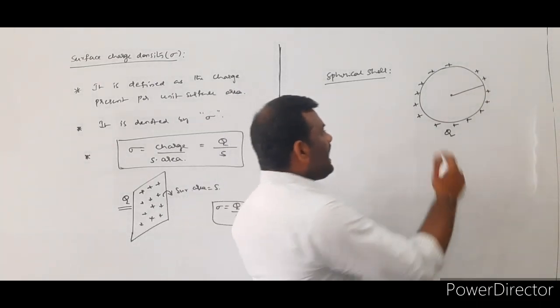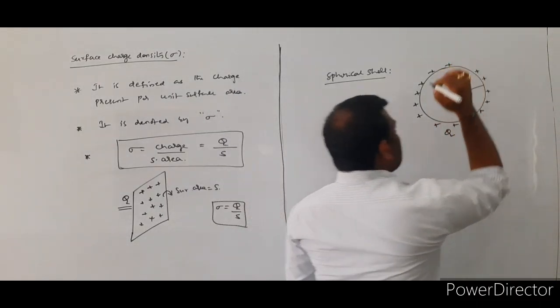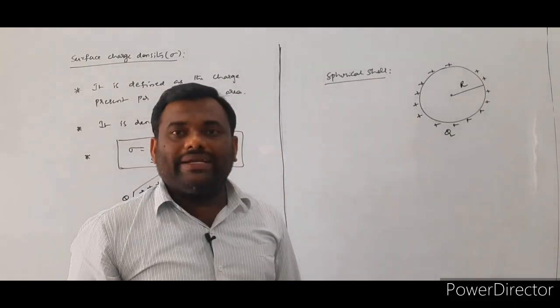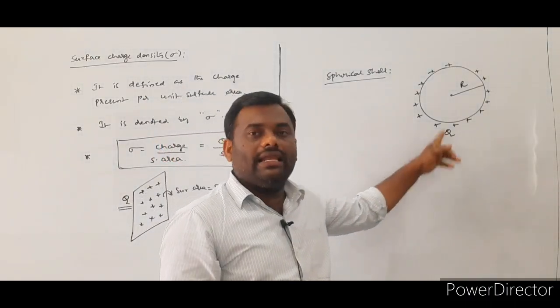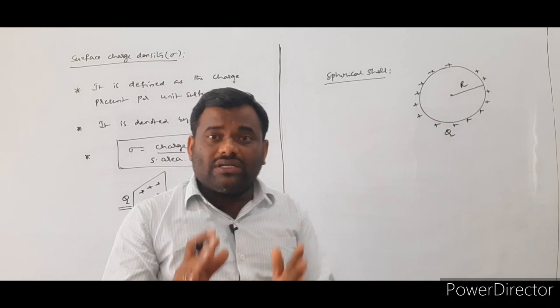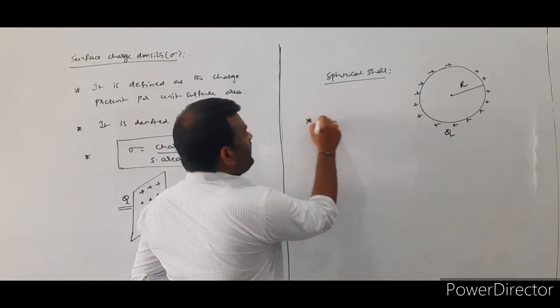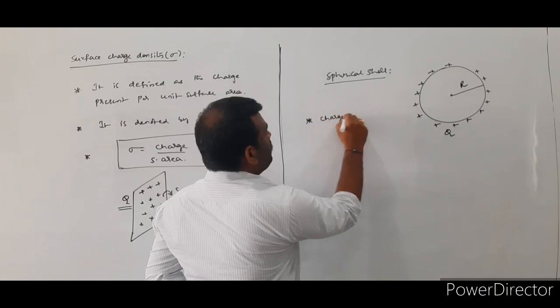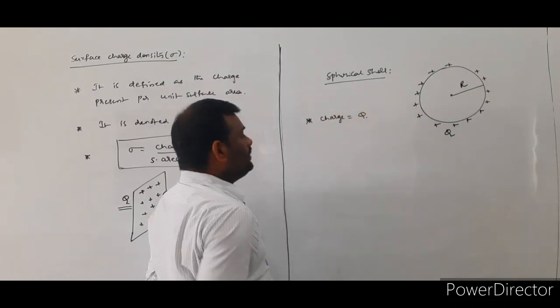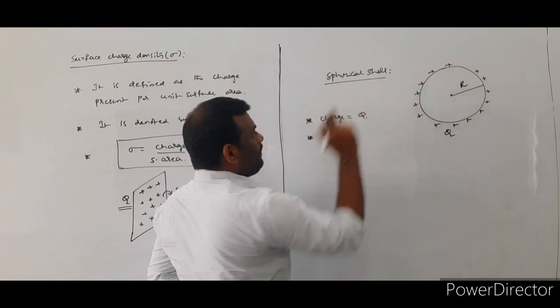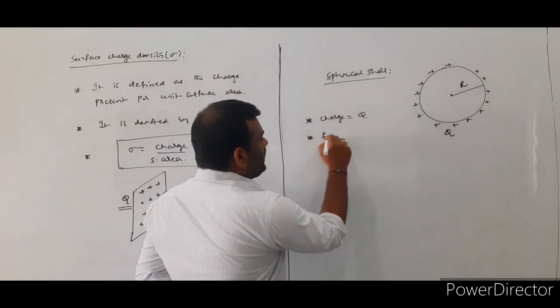I am assuming that capital R will be the radius of the shell, and Q is the amount of the charge given to the shell. The charge provided to the shell is equal to capital Q, and the radius is equal to capital R.